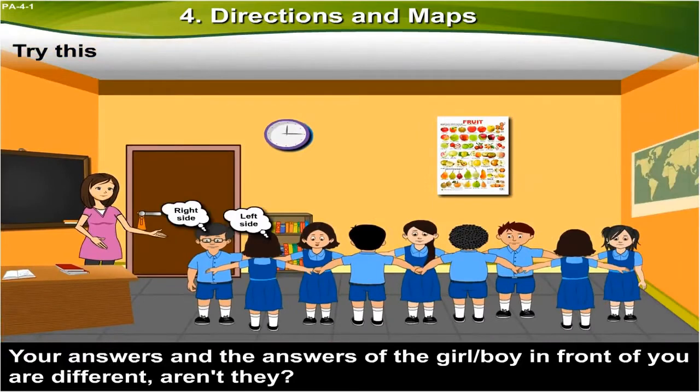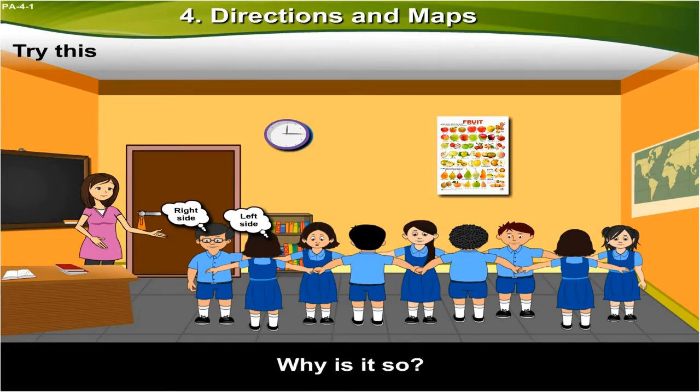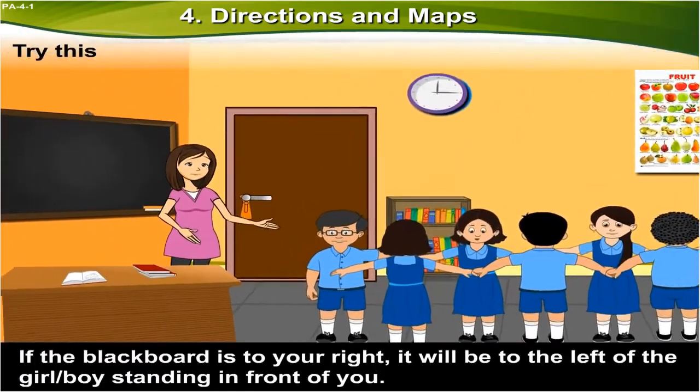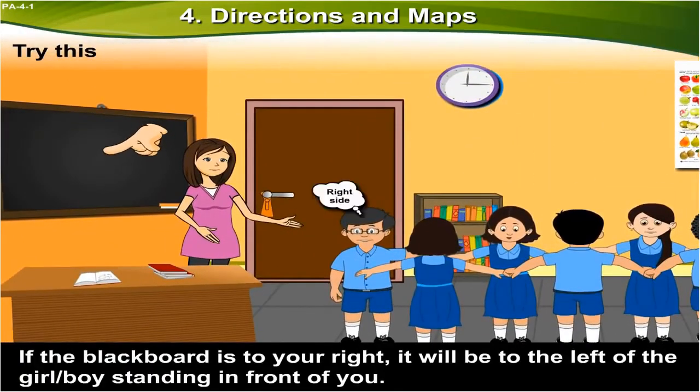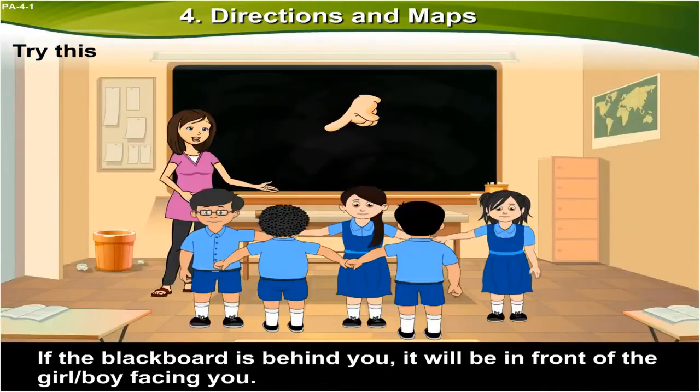Your answers and the answers of the girl or boy in front of you are different, aren't they? Why is it so? Well, let me tell you. If the blackboard is to your right, it will be on the left of the girl or boy standing in front of you. If the blackboard is behind you, it will be in front of the girl or boy facing you.